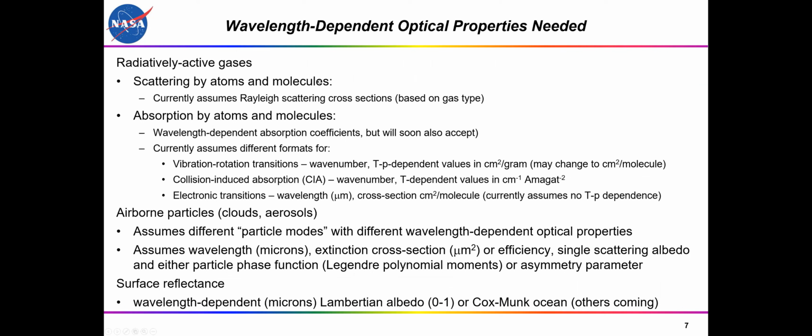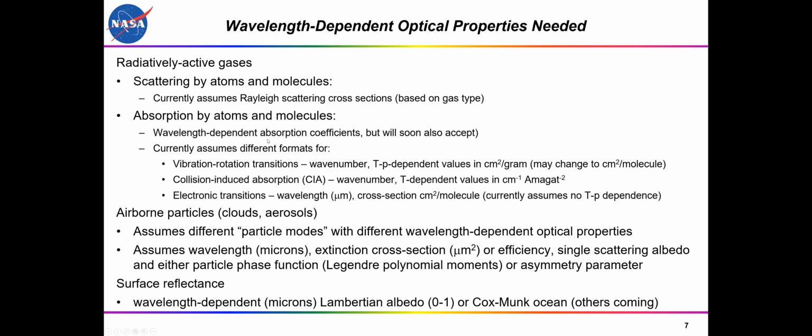So the wavelength dependent optical properties, the kind of things that we need, are scattering by atoms and molecules. That's basically treated as Rayleigh scattering. We do not currently take into account any non-conservative gas scattering processes such as Raman scattering, but that's something that I'm hoping to do sometime in the near future, as I start getting some time again to start thinking about this.